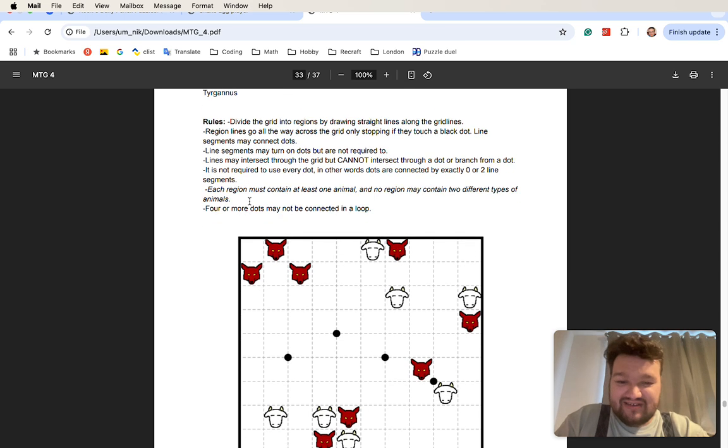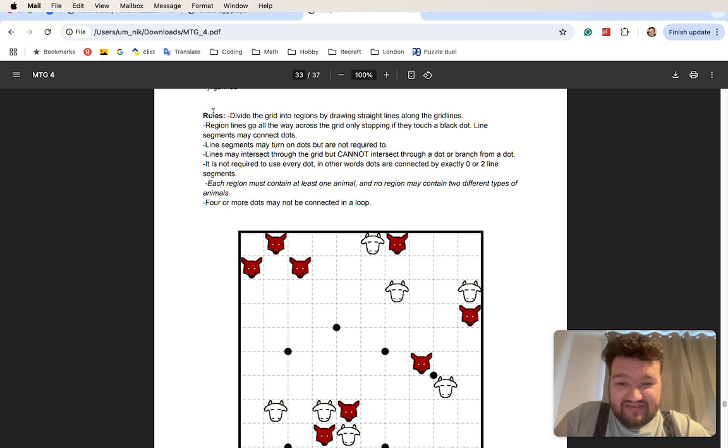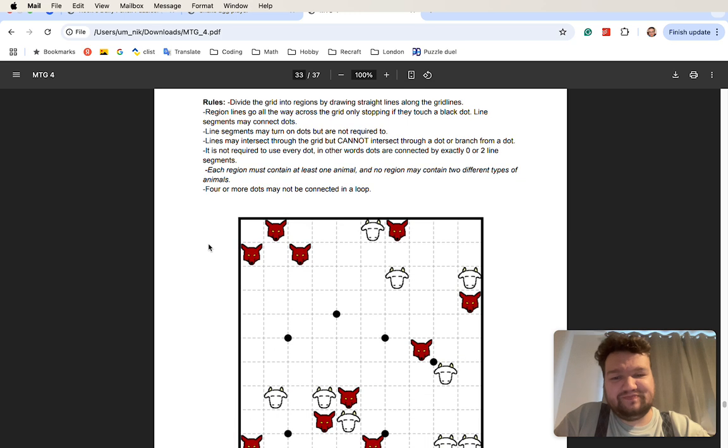And the rules are pretty long. Divide the grid into regions by drawing straight lines along the grid lines. Region lines go all the way across the grid, only stopping if they touch a black dot. Line segments may connect dots. Line segments may turn on dots but are not required to, so we can go through a black dot. Lines may intersect through the grid but cannot intersect through a dot or branch from a dot.